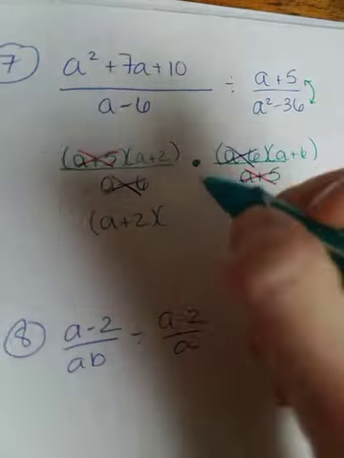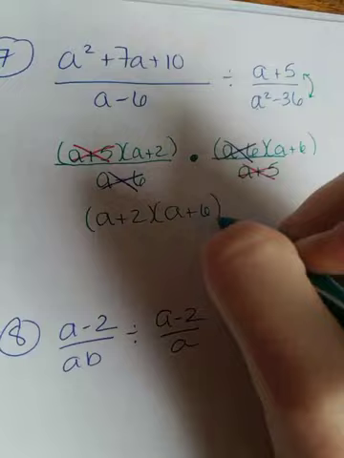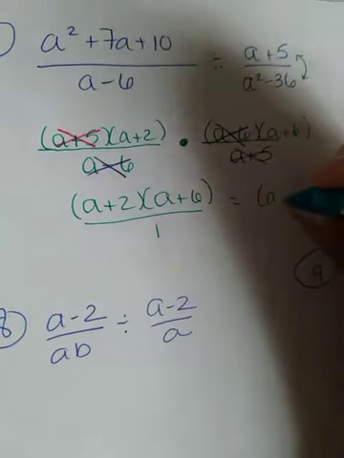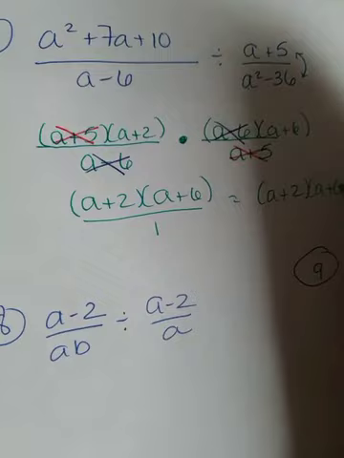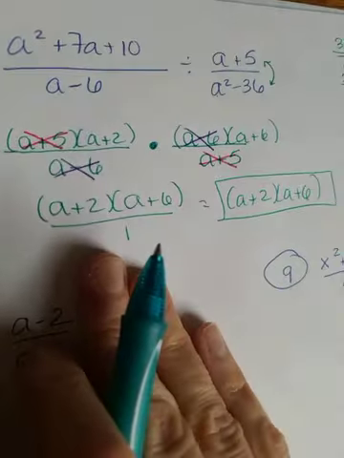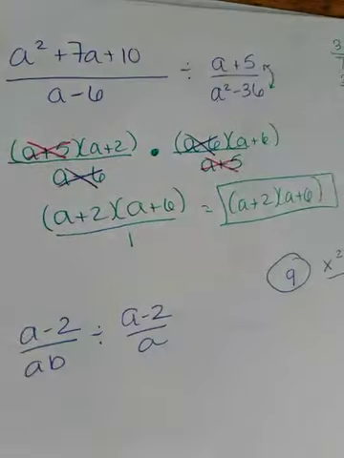So in your numerator, you have a plus 2 times a plus 6. Remember, that's all over 1. So I do want you to write that as just a plus 2 times a plus 6. You didn't have to write this step. This is just so that you really see that you have a 1 left. And that's your answer. You do not have to FOIL that out.